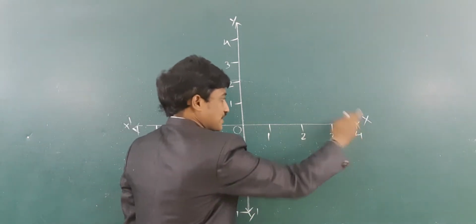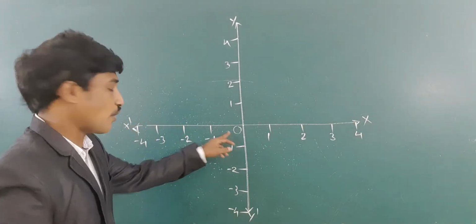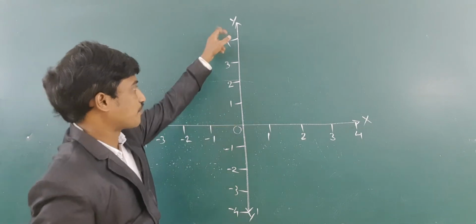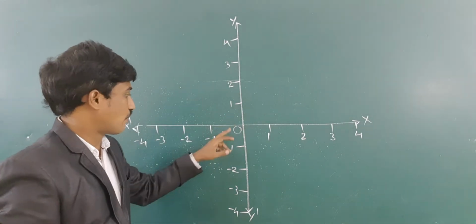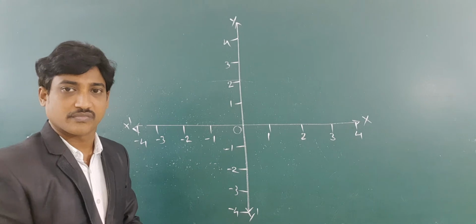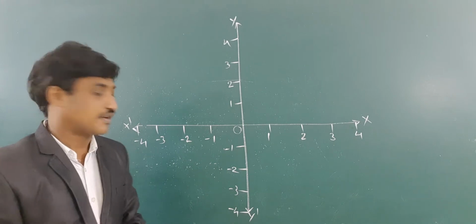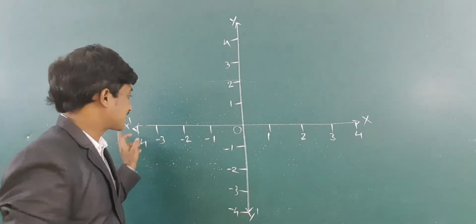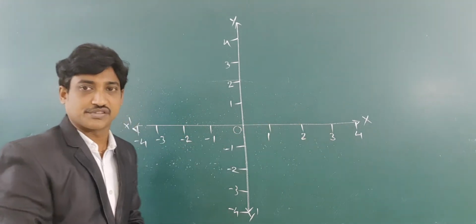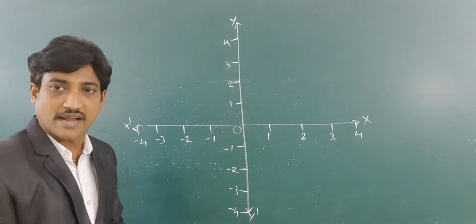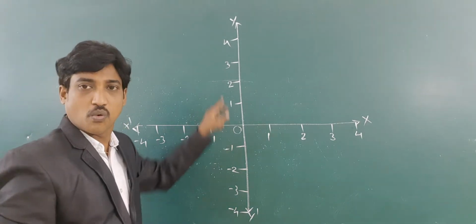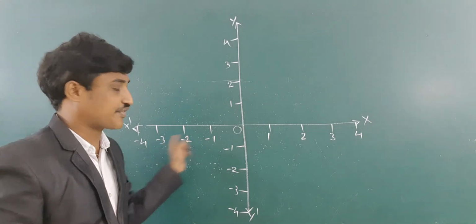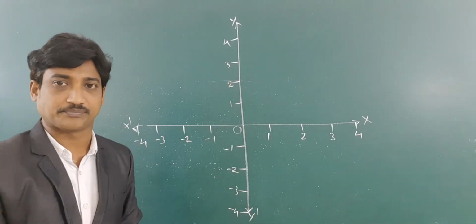OX is the positive x axis. OX' is the negative x axis. OY is the positive y axis. OY' is called the negative y axis. The line X' O X is called the x axis, and the line Y' O Y is called the y axis.